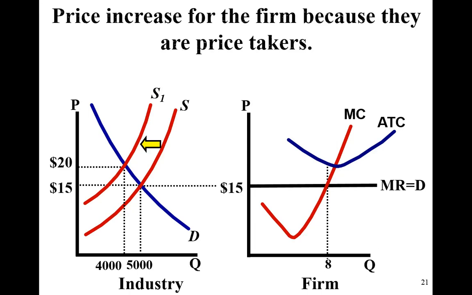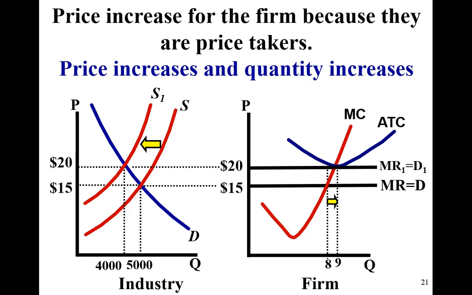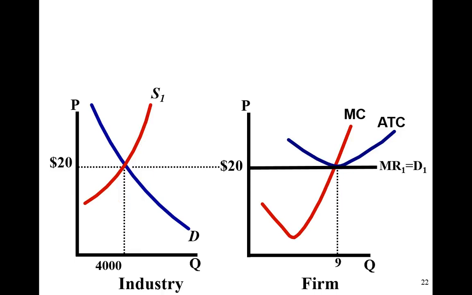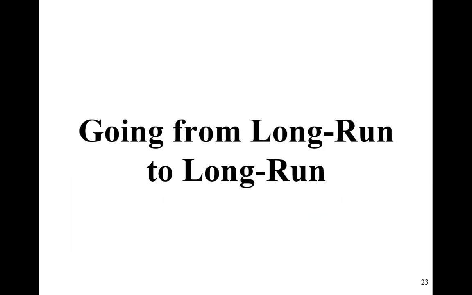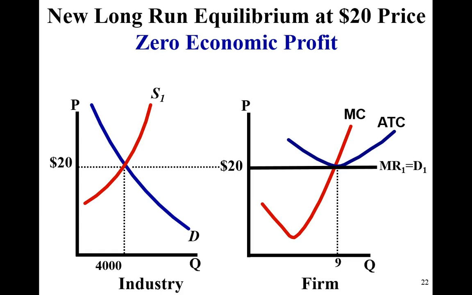We become a price taker, drag that thing across, and next thing you know, we have a new MR equals MC, and our quantity has increased, and we went from having a loss to breaking even and having a normal profit, which must always be the case in the long run. So that's what we're looking at. New equilibrium quantity is at $20, and we have zero economic profit.